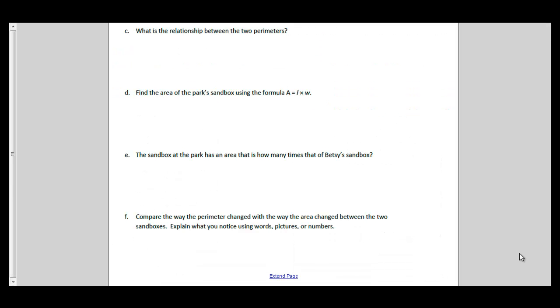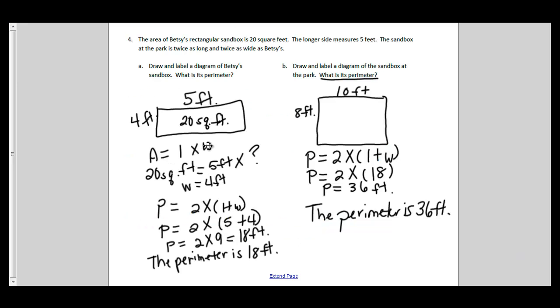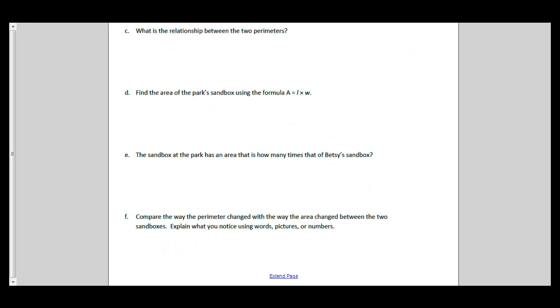Okay, so let's look at the relationship between the two perimeters. So if you go back and look at part A and B, you can see that Betsy's perimeter was 18 feet and the sandbox was 36 feet. So that's the first thing that I'm going to put. I'm going to put Betsy's was 18 feet and the perimeter of the park sandbox was 36 feet. So when I look at these two numbers, I'm noticing that the park's perimeter is double Betsy's. So that's going to be the relationship.